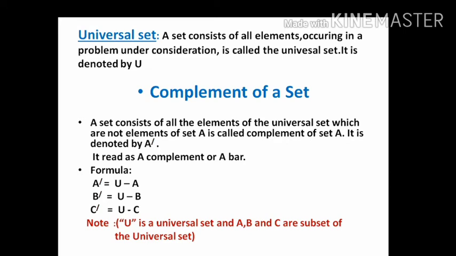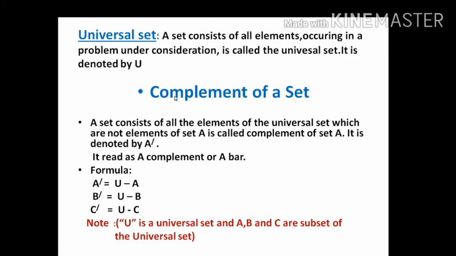Students, do you know what is the universal set? Universal set. A set consisting of all the elements occurring in a problem under consideration is called the universal set. It is denoted by capital U.